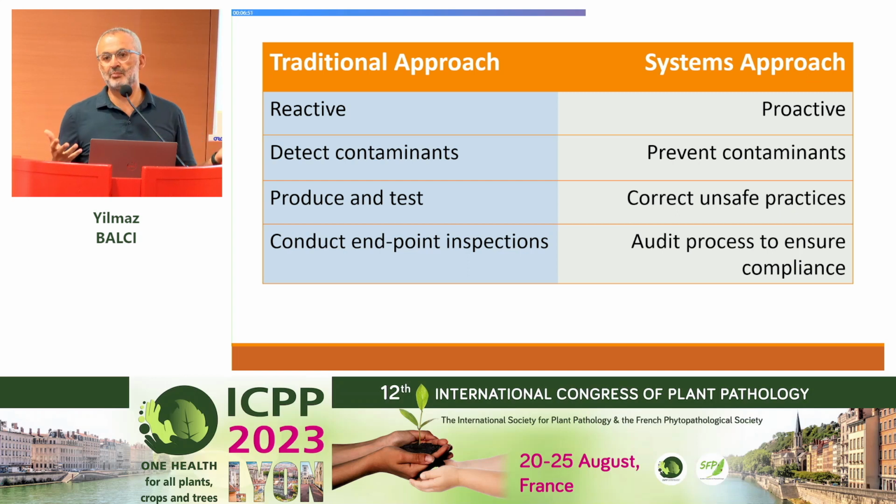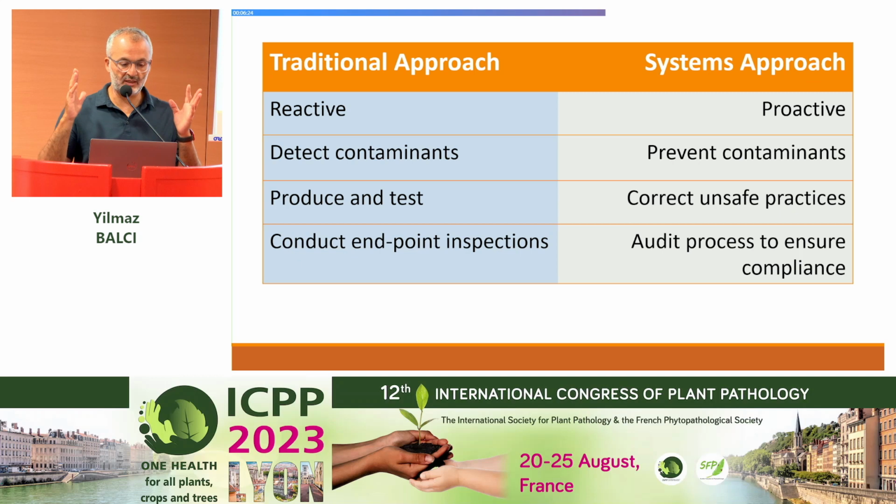And in a traditional approach, again, what we do is produce and test. We produce the material, plant material, and we test for the target things. But in a systems approach, the idea is to correct unsafe practices. So we don't need to keep testing, keep checking our system. It's the practice that we are more worried about in the systems approach.